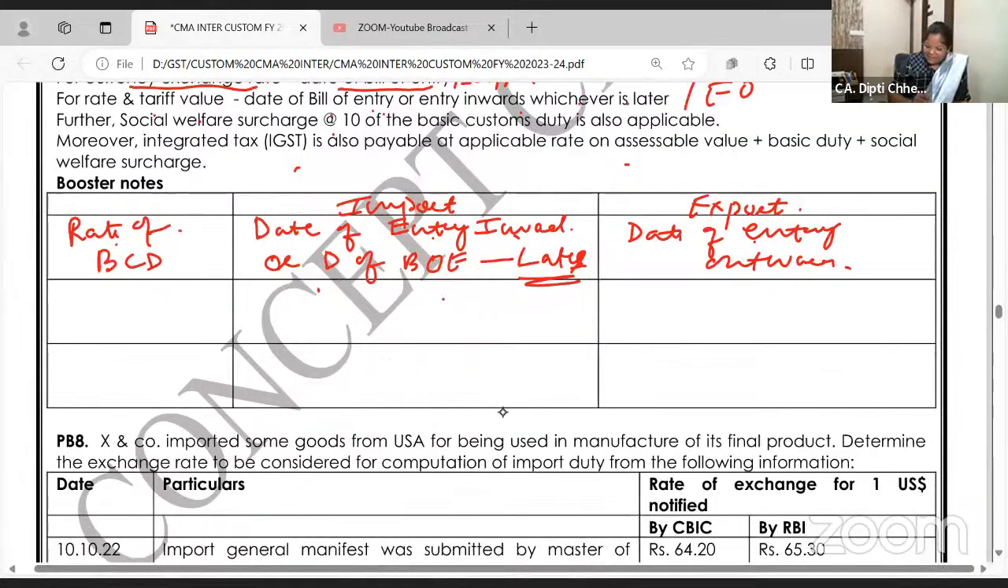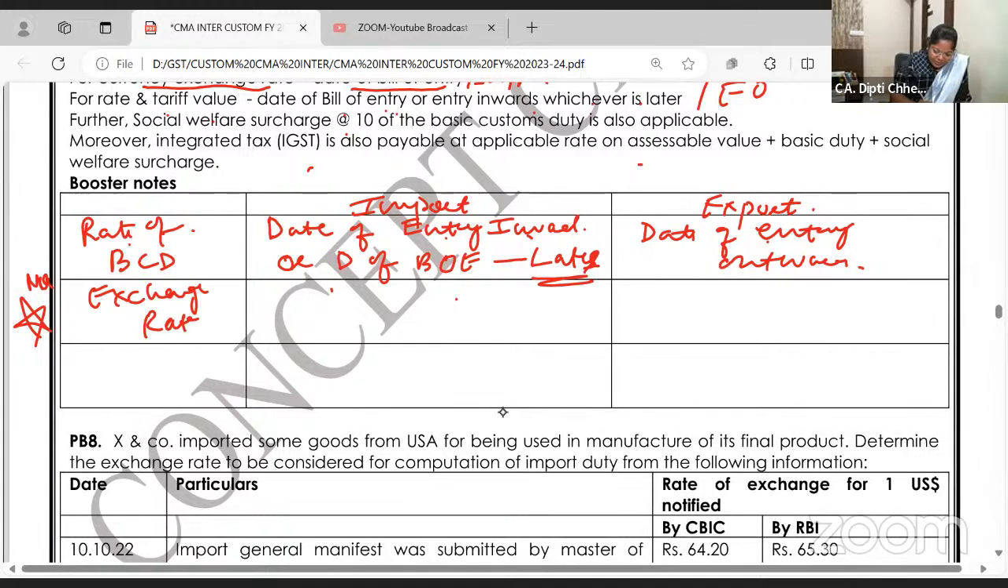Now, exchange rate. Exchange rate is very, very important for MCQs. Exchange rate, which date? First of all, I want all of you to write here. Exchange rate you have to take for CBIC. Not the RBI rate, not the Federation of Exchange Dealers Association rate. Ma'am, they give 2-3 rates just to confuse you. So you have to take the CBIC rate.